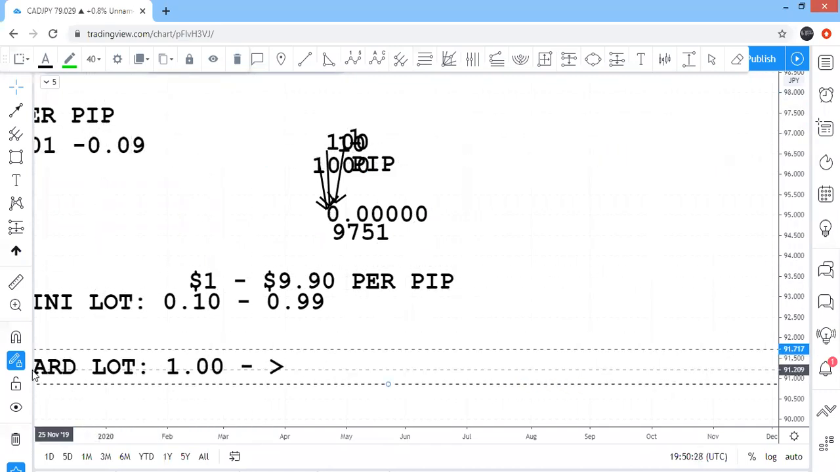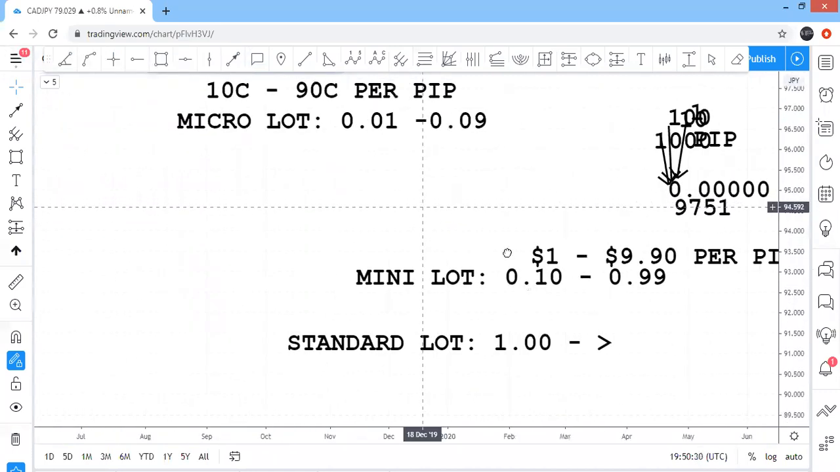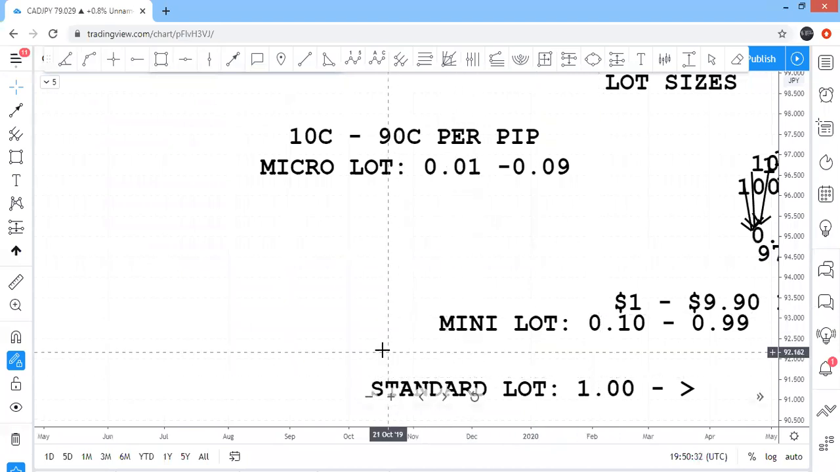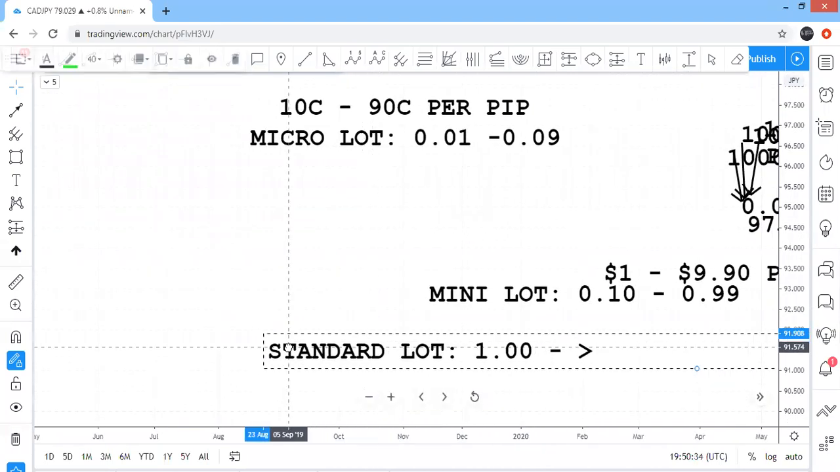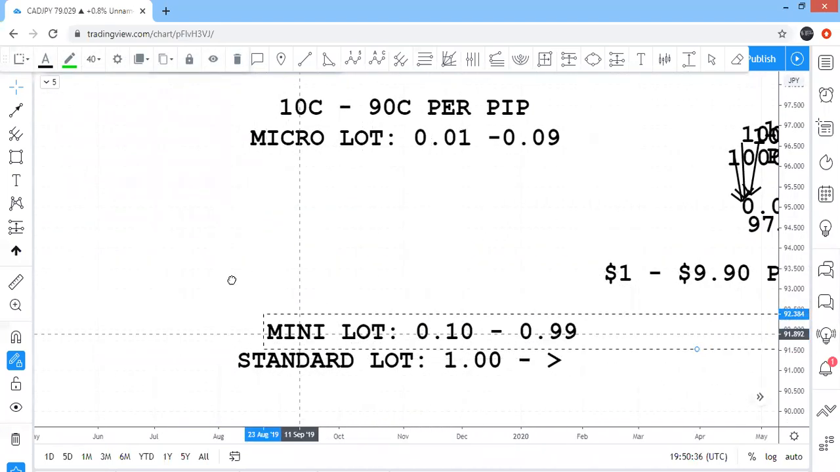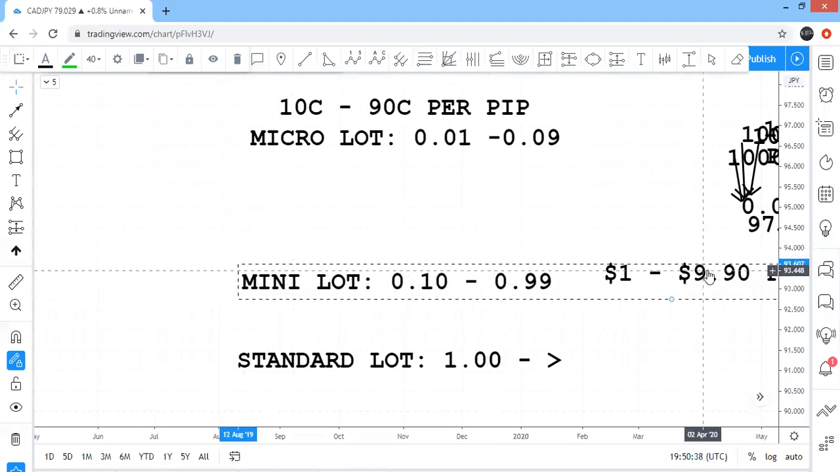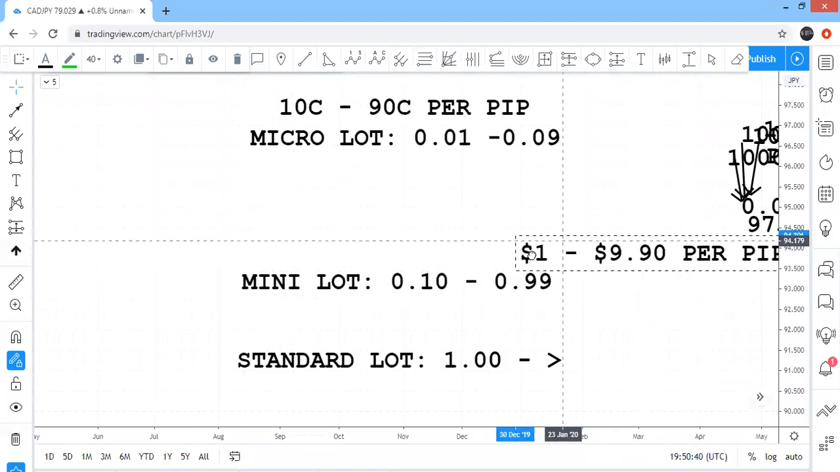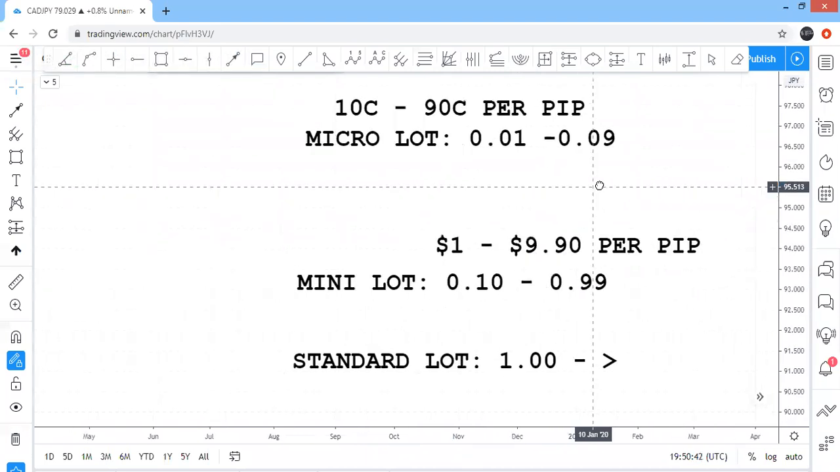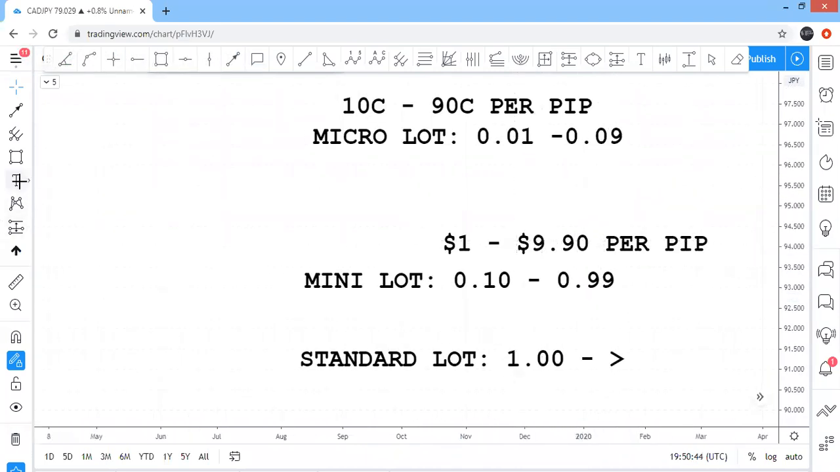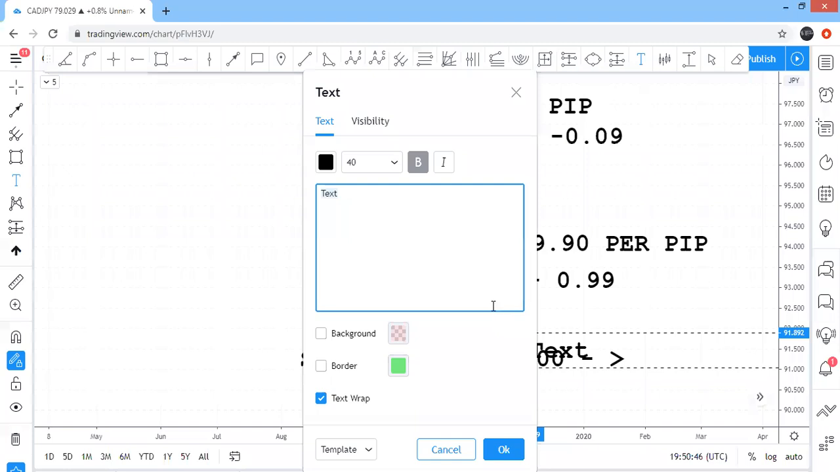So, okay, standard lot, anything from 1.00 onwards, and that means it's yielding you a return of $10 per pip. It's tasty, it's lovely, but if you're not careful, you'll blow your account very, very quickly. And that is, if you have $10,000 in your account, you can trade this comfortably, $10 per pip onwards.